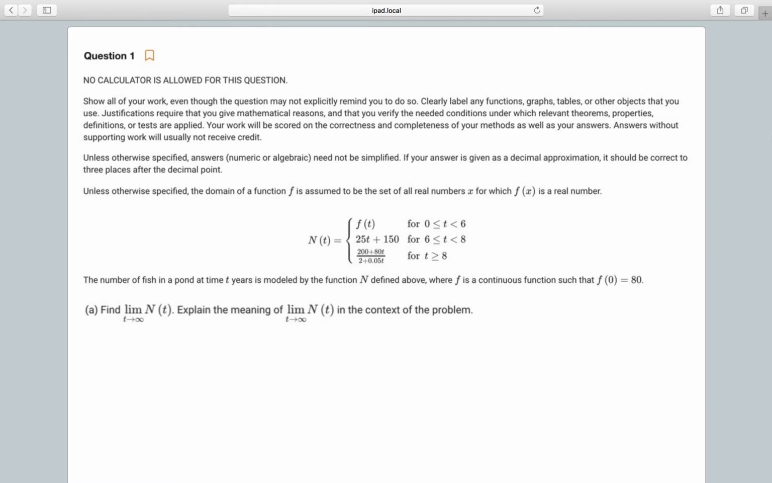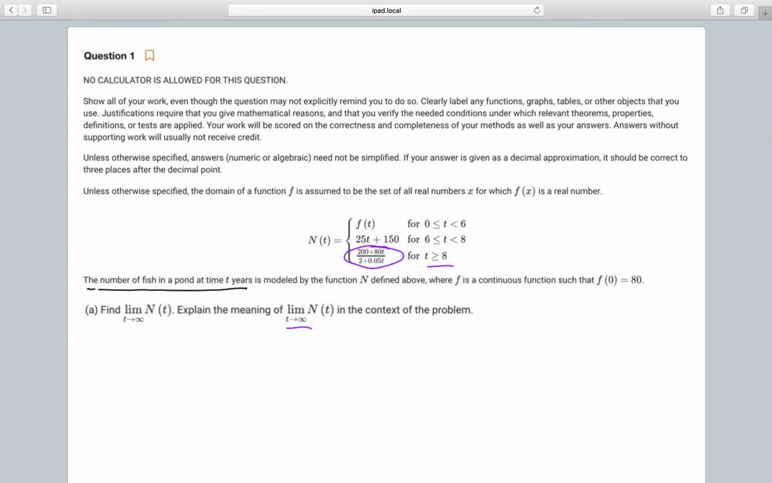So we're given this piecewise function n that represents the number of fish in a pond at time t years. In the first part, we're asked to explain the meaning of the limit as t approaches infinity of n of t. For that, we want to pay attention to the last piece of the function, since we're only concerned with values of t that are large, so definitely greater than 8.